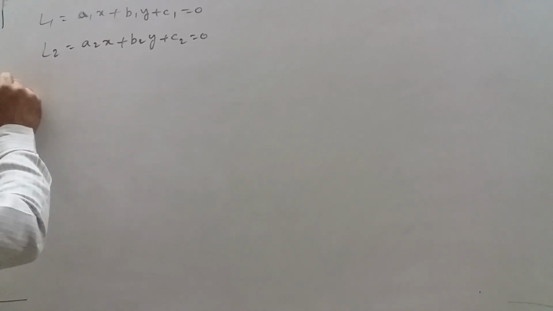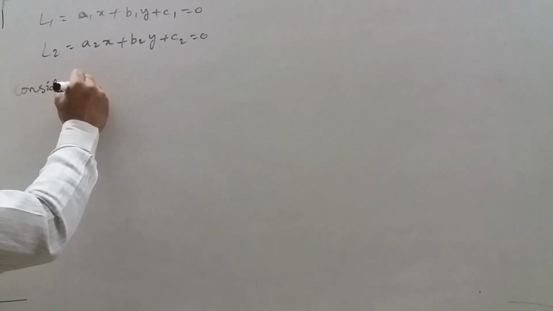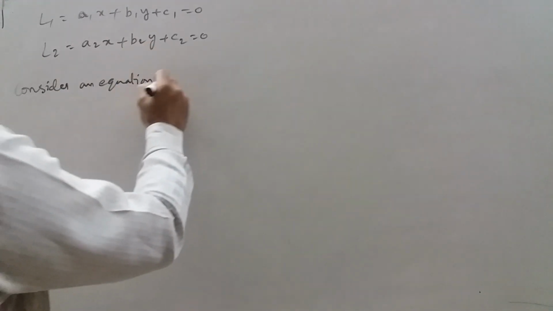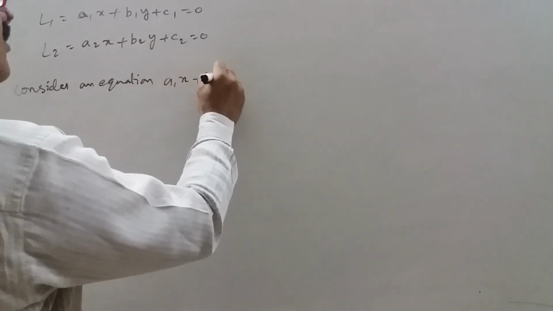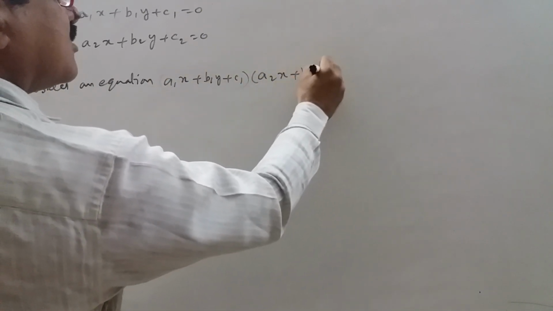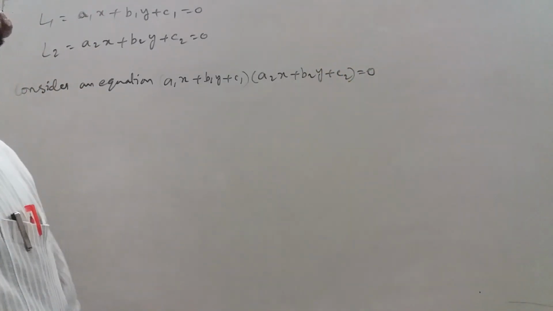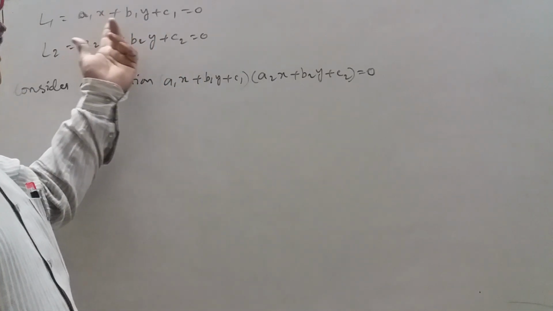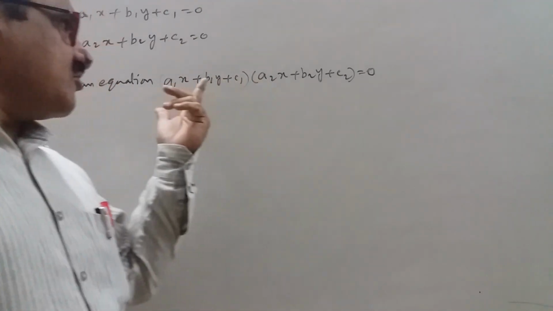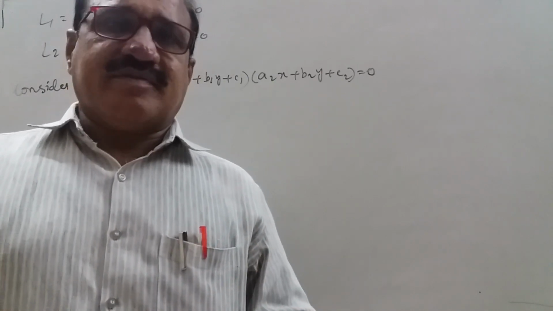Now consider an algebraic equation: a1x plus b1y plus c1 into a2x plus b2y plus c2 is equal to 0. This is nothing but the product of a1x plus b1y plus c1 and a2x plus b2y plus c2 equal to 0. If we multiply these two, it is a second degree equation in x and y.